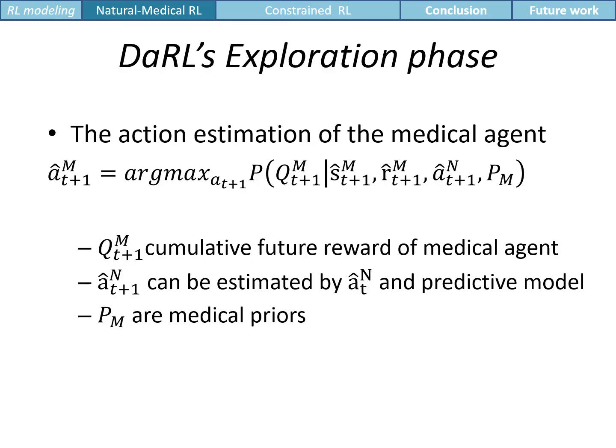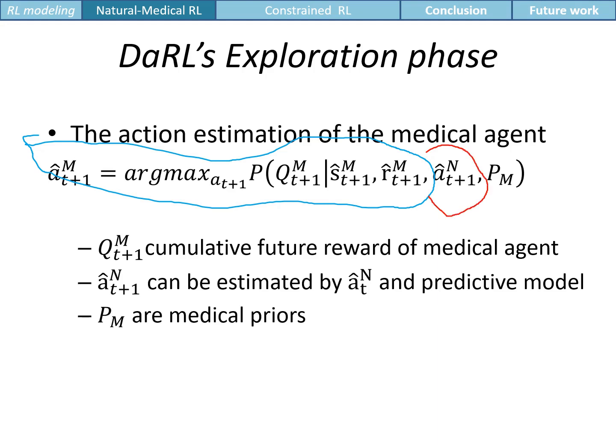The action estimation of the medical agent is as follows. In addition to the traditional criterion that we showed before, that is based on the medical state and the medical instantaneous reward, we also condition it on an estimation of the natural response. In this work we continuously estimate what the body response would be, and we try to make the action of the medical agent accordingly.